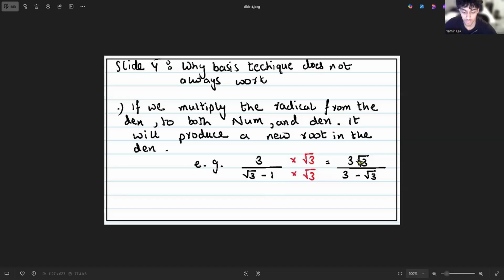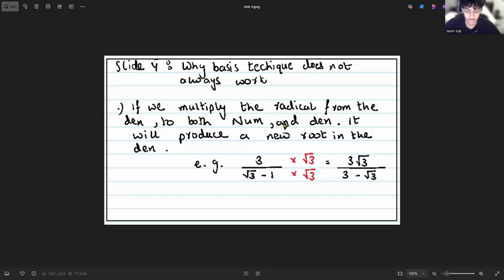And then if we distribute the radical 3 in the denominator, we get 3 radical 3 over 3 minus radical 3. And then this will just give us our general answer. Okay, so now where's the problem here? We still have a square root in the denominator, don't forget, right? So multiplying by just the radical part of the denominator only worked when it was a single term, right?